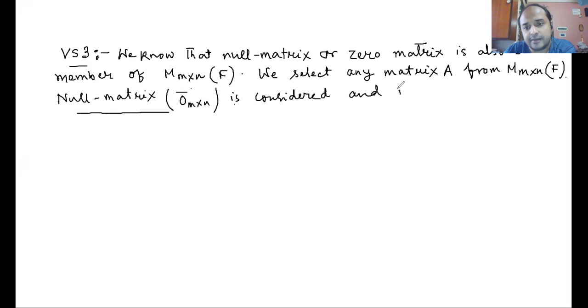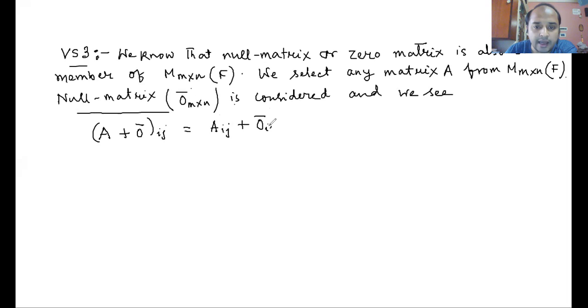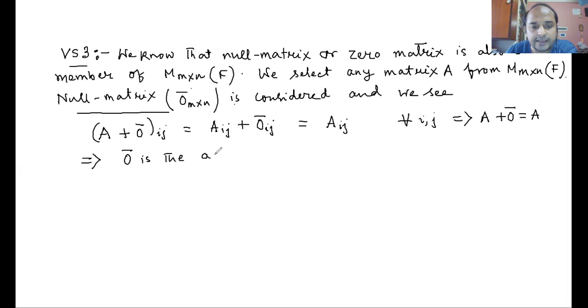And we see A plus 0 bar, ij by definition can be written as Aij plus 0 bar ij, and that is actually equal to Aij, which is true for all ij, and this implies A plus 0 bar is equal to A, which implies in turn that 0 bar is the additive identity of what? Additive identity of the collection M cross N F.